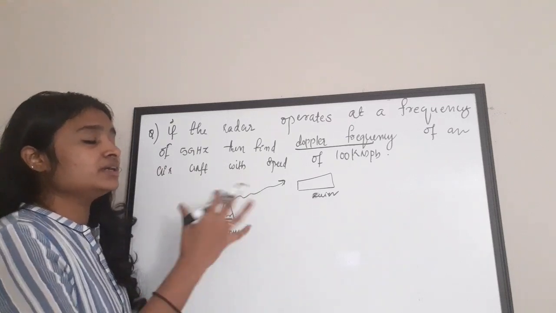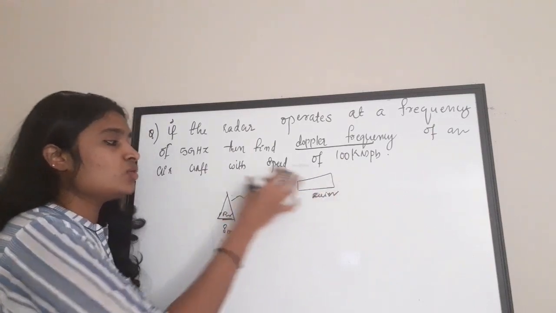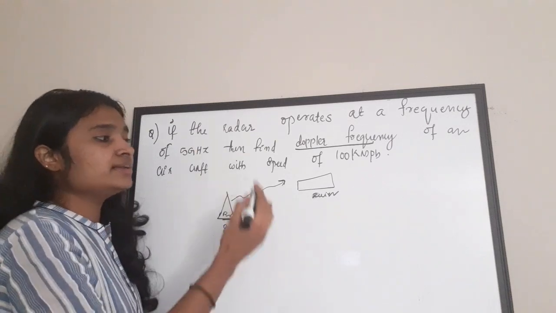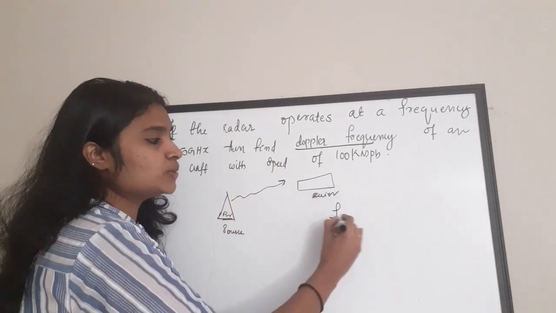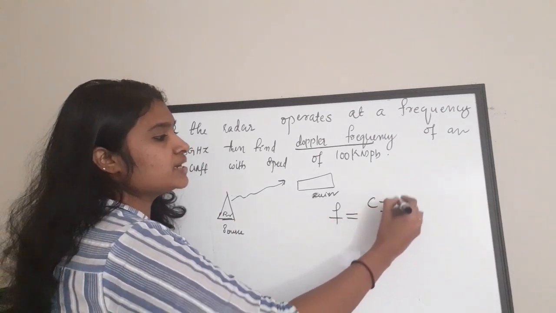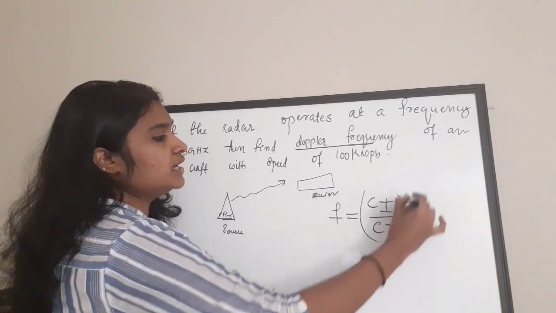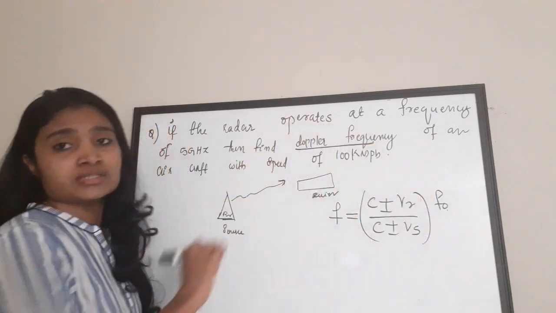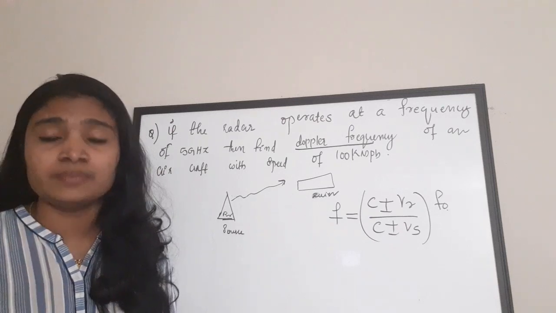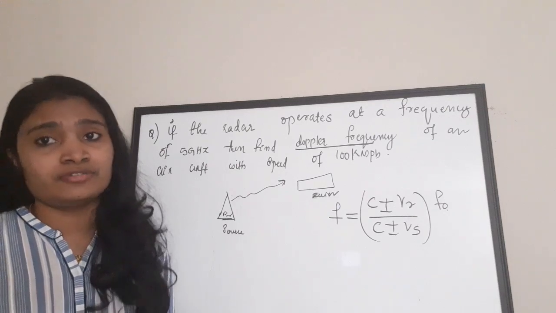There can be a variation in the frequency if the receiver is moving, or if the source is moving, or both are moving relative to each other. The general equation for this change in frequency is given by F = (C ± VR)/(C ± Vs) × F0, which is your original frequency. Due to the relative motion between the source and the receiver, there can be a variation in the frequency, and this is called the Doppler effect.